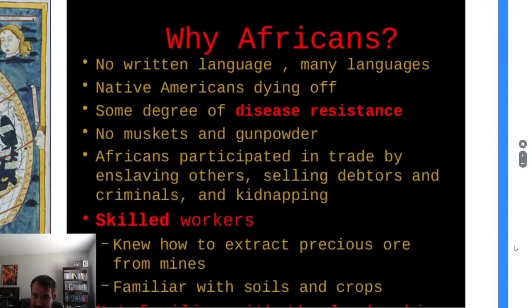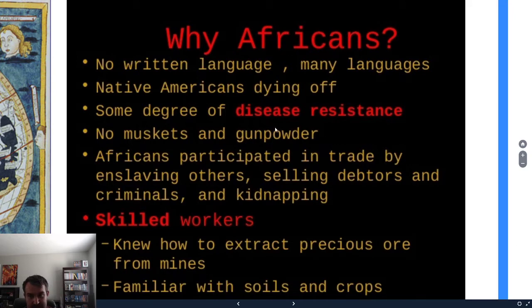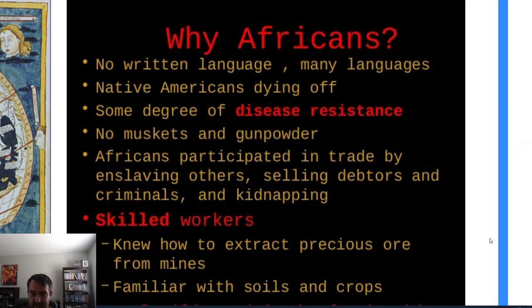So, why Africans? Here's a list that summarizes it all here. But the Europeans had the guns, and guns are going to be the unfair element in all the kind of deals that get made here. So, yeah, let's check it out.